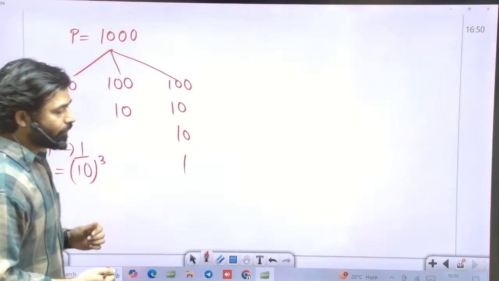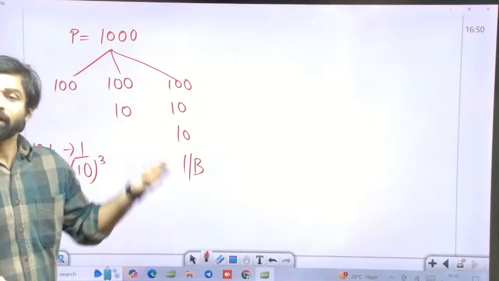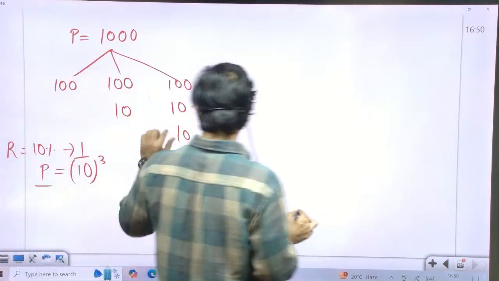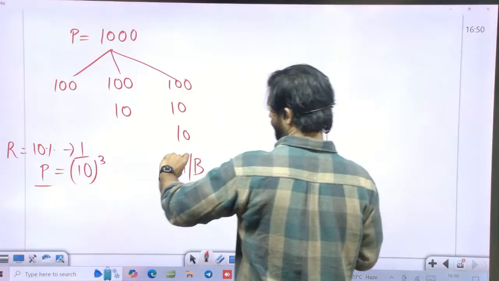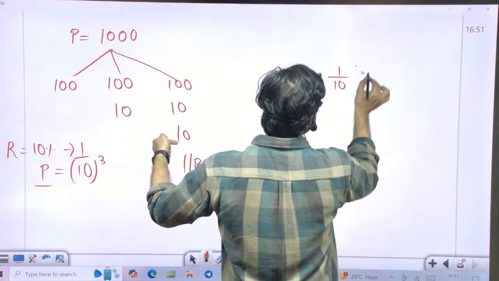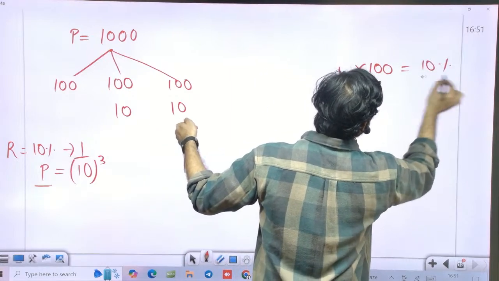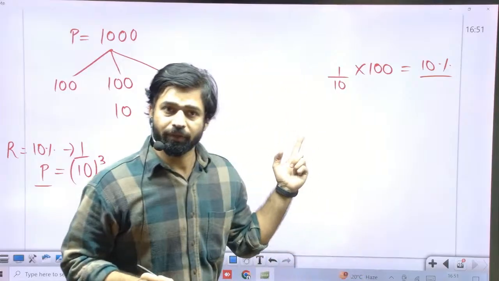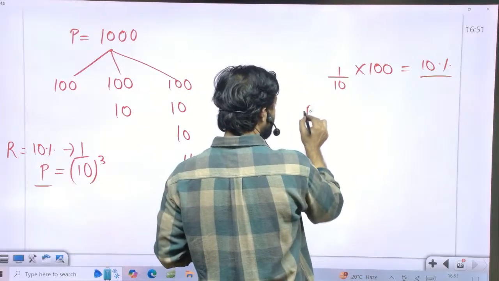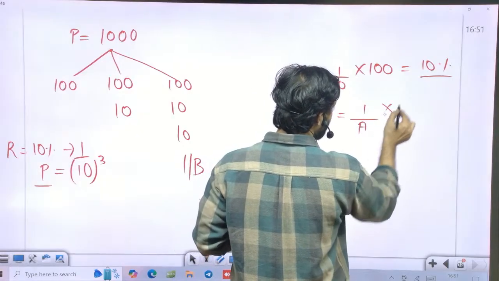I'm telling you how we will have that rate of interest. If we don't have that rate of interest, that rate of interest is what? 10%. If I take that 1 by 10 and multiply it by 100, I'm getting what rate of interest? 10%. So this is the rate of interest. So we can say that the rate of interest is nothing but 1 by A into 100.